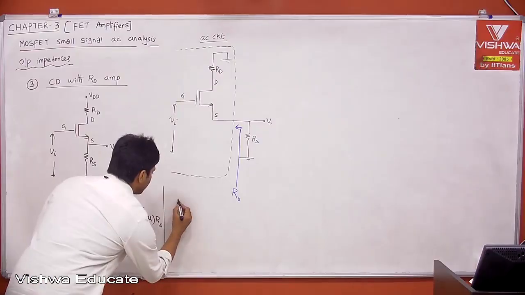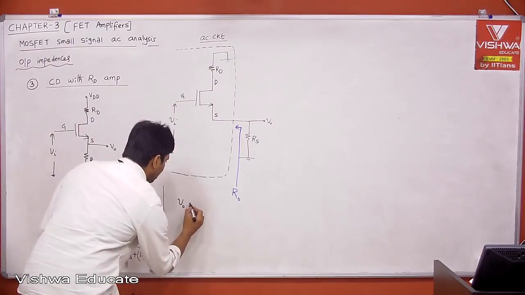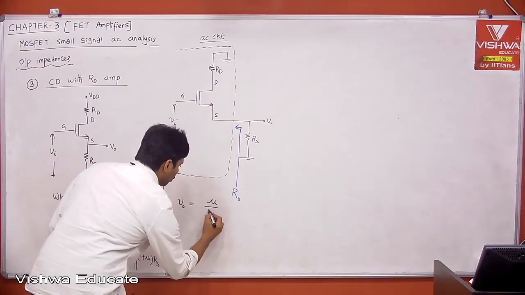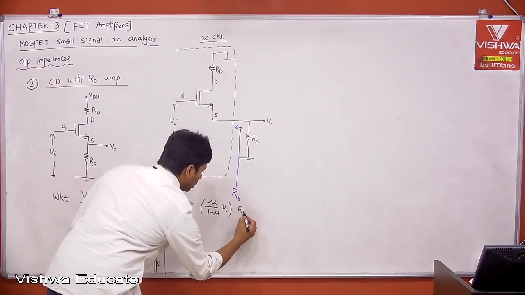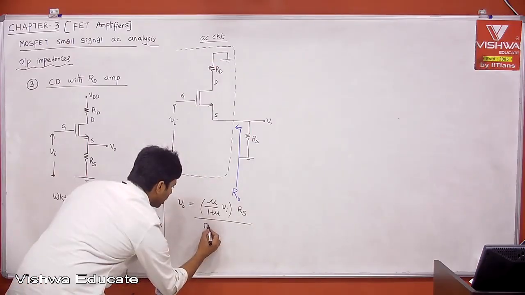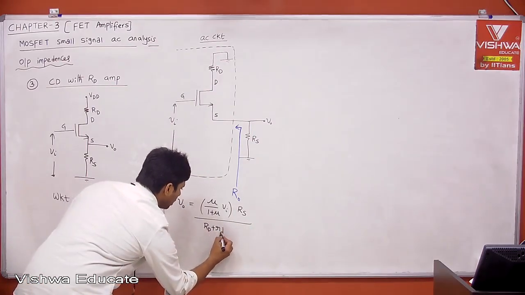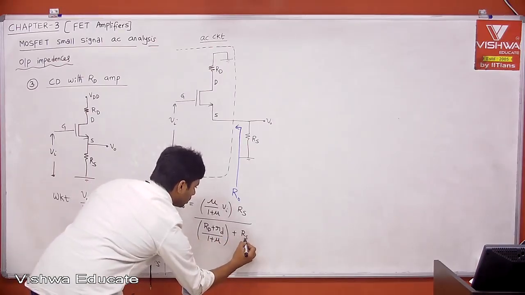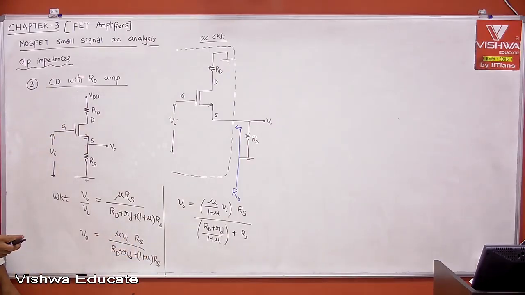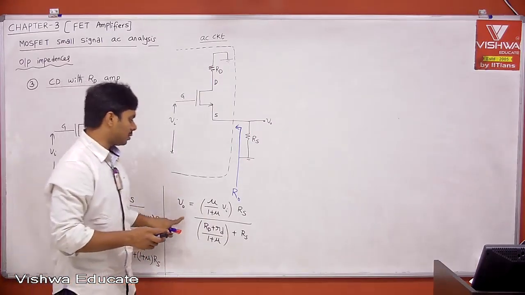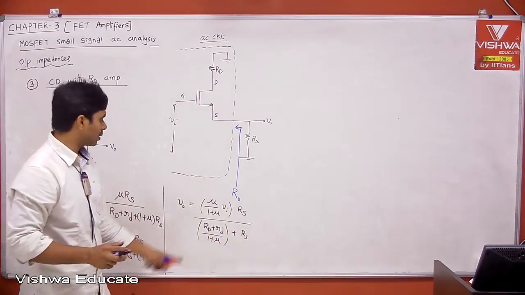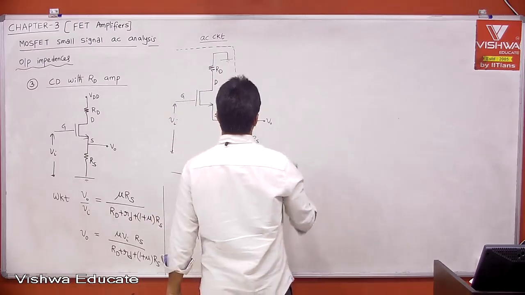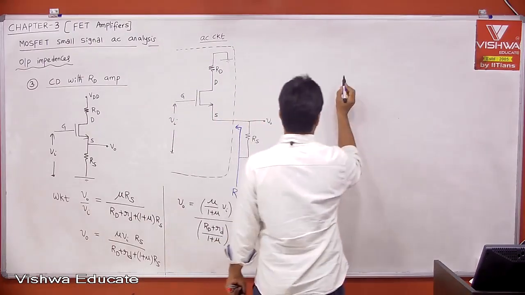If I do that, therefore what is your V0? If I divide both numerator and denominator, that will be equal to mu divided by 1 plus mu into Vi into Rs divided by capital RD plus small rd divided by 1 plus mu plus Rs. Therefore, can I write like this? This is nothing but V0 is equal to some voltage into R2 divided by R2 plus R1, a voltage divider network. Therefore, using this equation, can I write the black box equivalently like this?